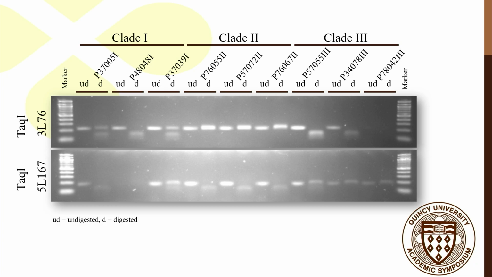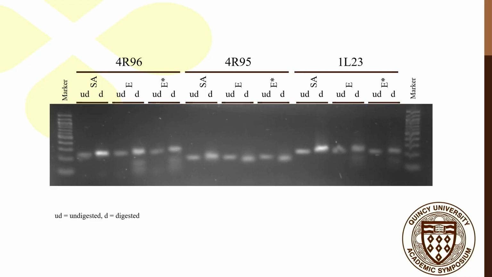For 5L167, clade 2 is going to be homozygous for 2 restriction enzyme sites, which we have not seen so far. However, clade 1 is a little bit inconclusive, but there's some potential. There's the possibility of there being a little bit of digestion here that may be a little bit more difficult to see. Clade 3 is pretty cut and dry. It is homozygous for not having a restriction enzyme site.